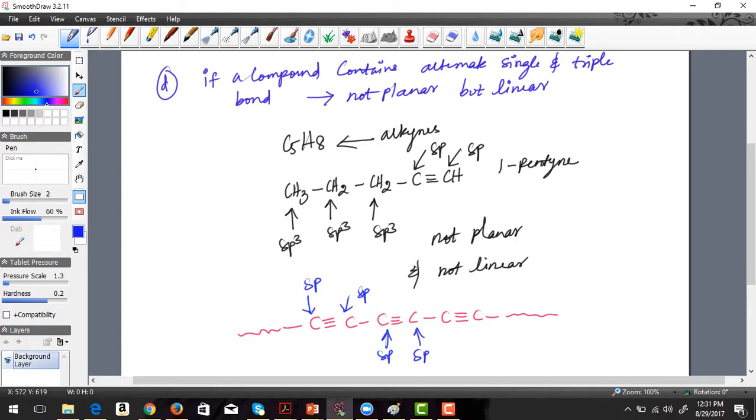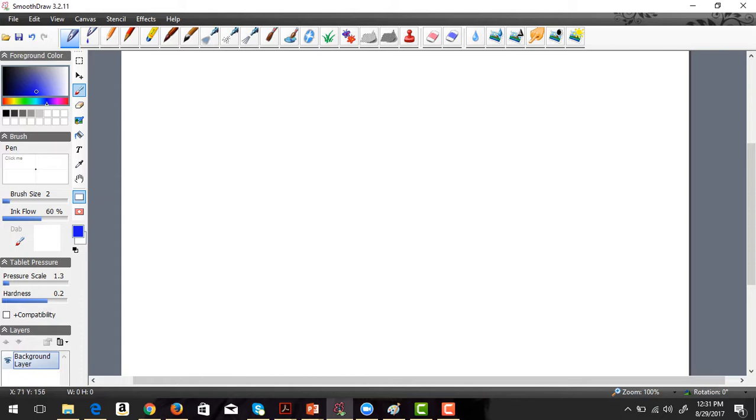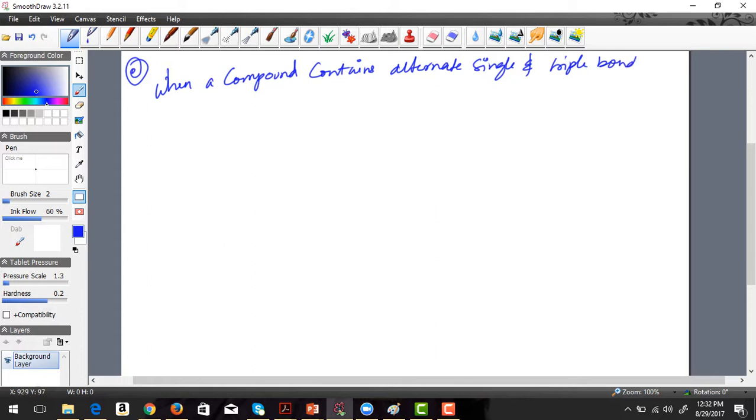So let's come back and refresh that. So that's scenario D: when a compound, just like we said for alkenes, contains alternate single and triple bonds, the compound is still not planar. The compound is not planar but linear.